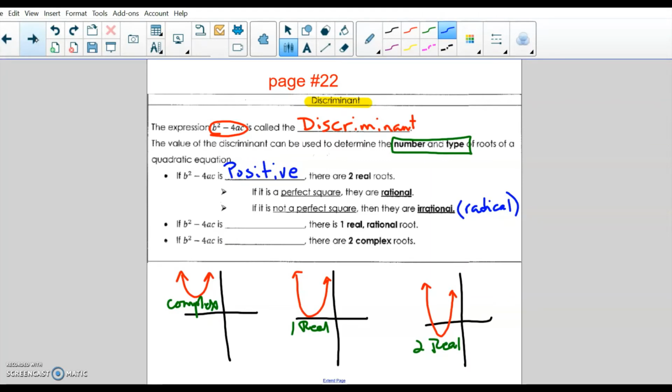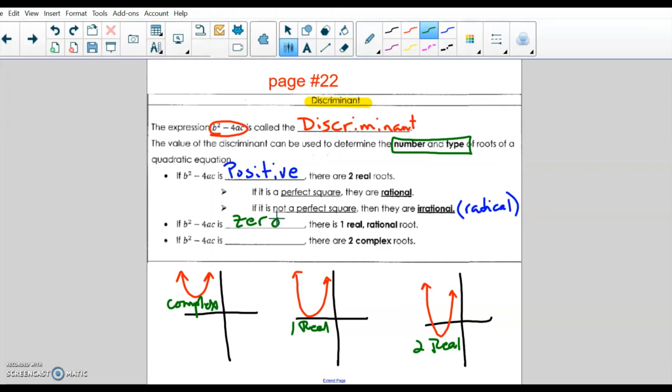The second option, if the discriminant is the number 0, which we also saw, then there will be 1 real rational root. And so that was our second example where we just had an answer of -3.